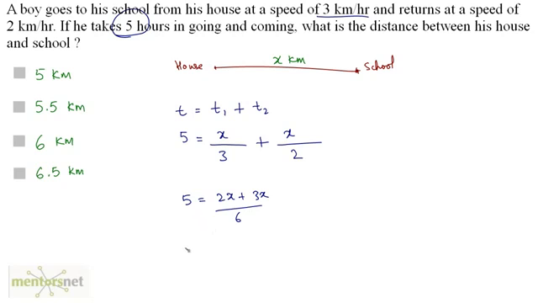This 6 goes to the left. You have 30 is equal to 3 plus 2, that is 5x. So therefore x equals 30 by 5, which is 6. So 6 kilometers is the distance between the house and the school. Option C.